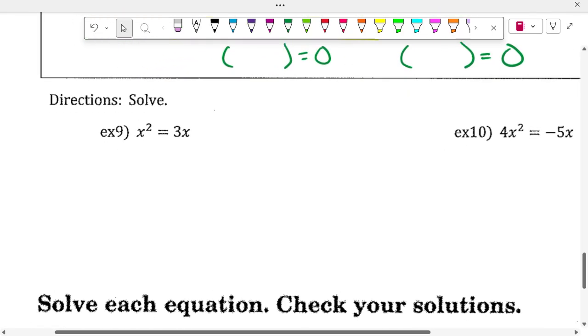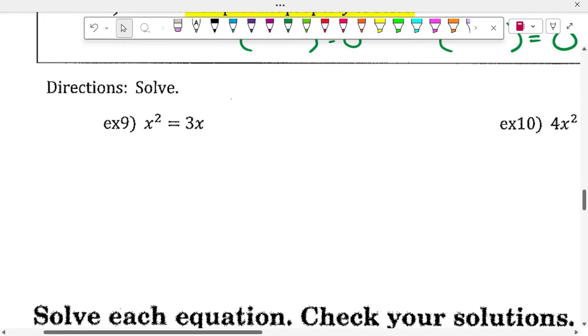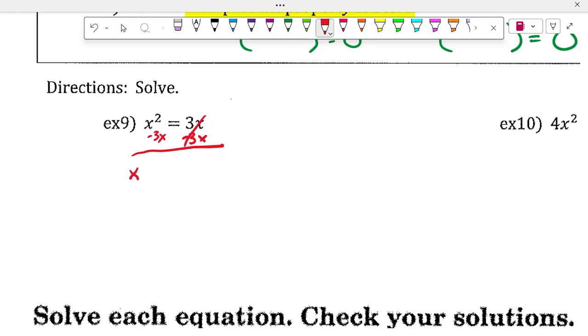So let's look at example 9. What do I need to move over to the other side to get one side equal to 0? The 3x. How? Subtract it. And remember, since x squared and 3x are not like terms, we can't combine them, so I have x squared minus 3x is equal to 0.